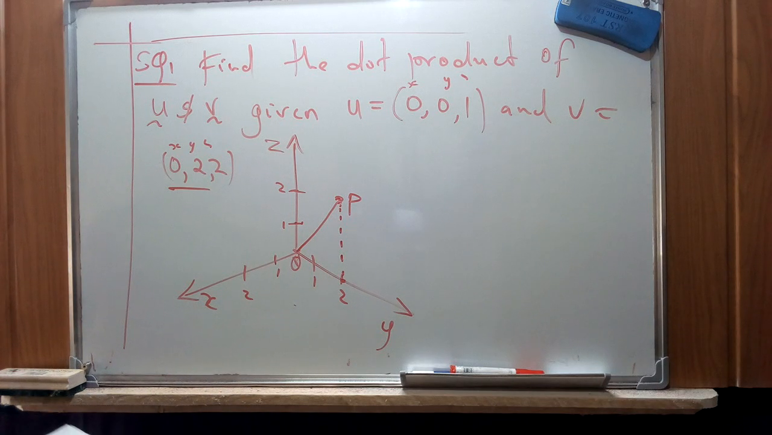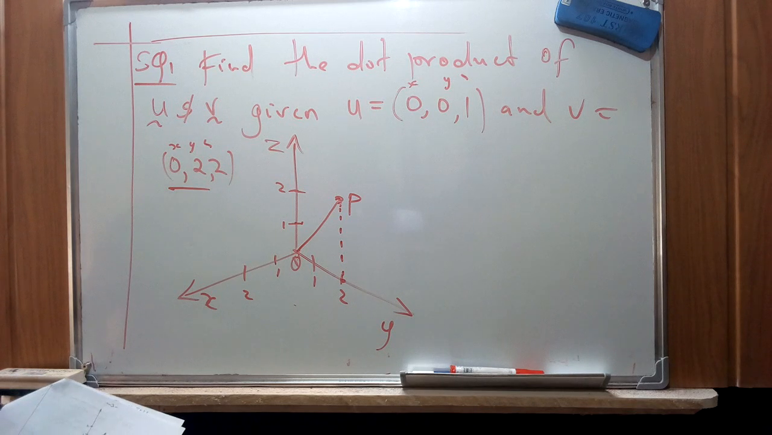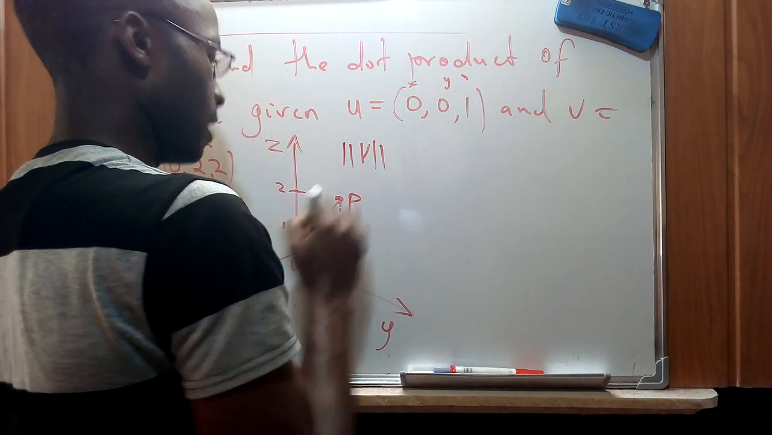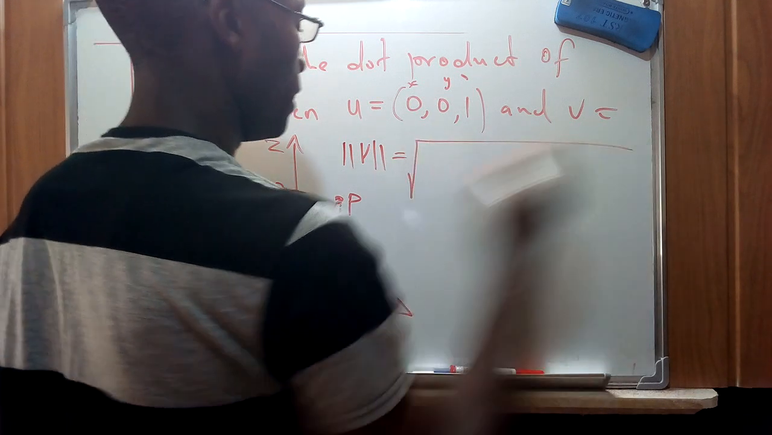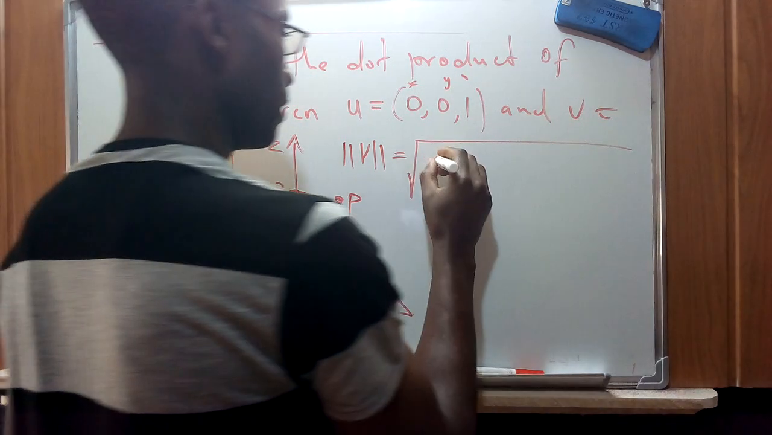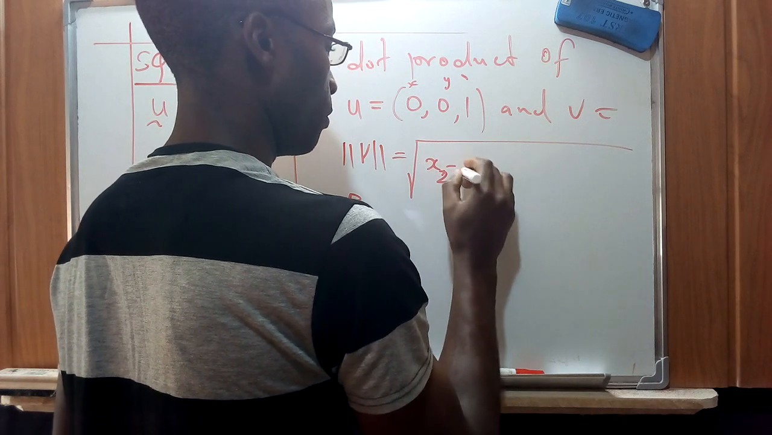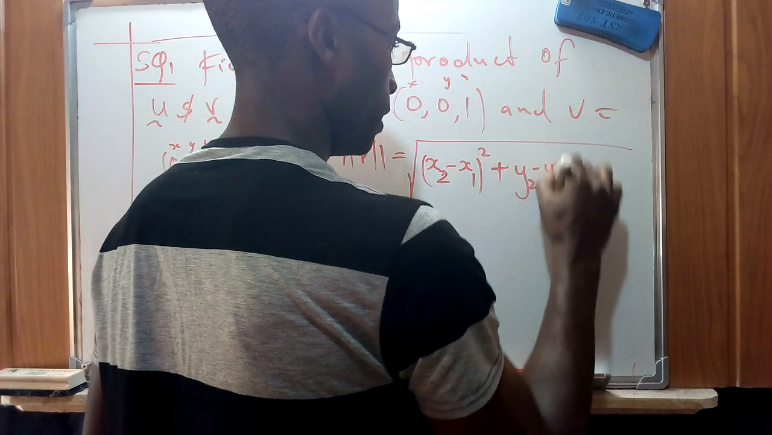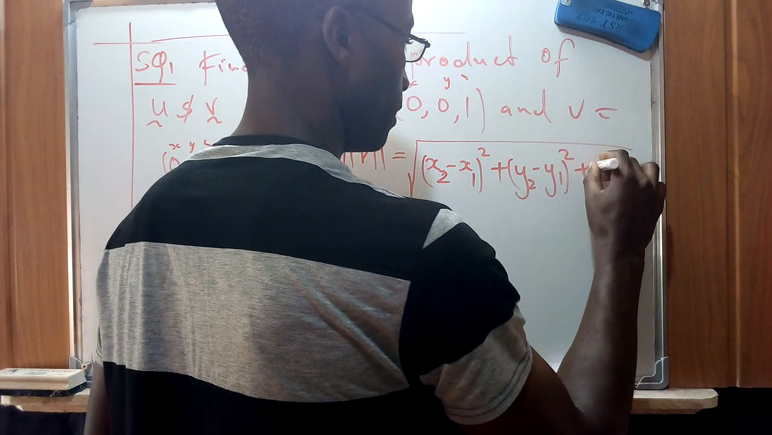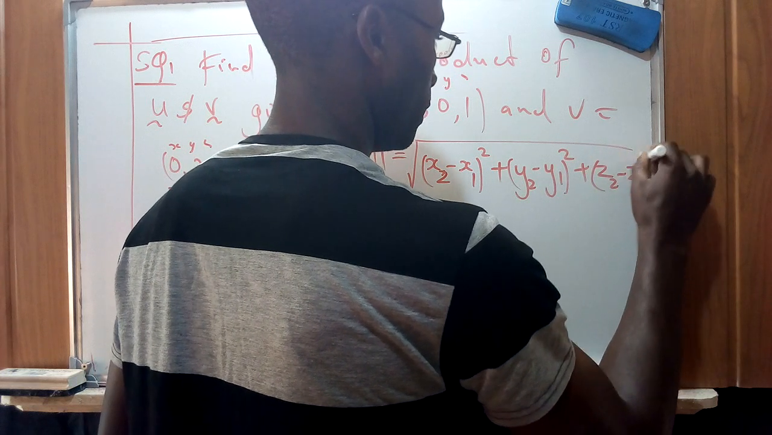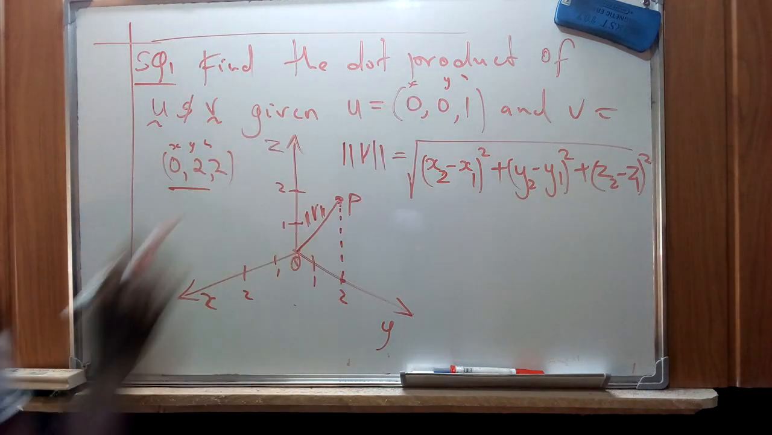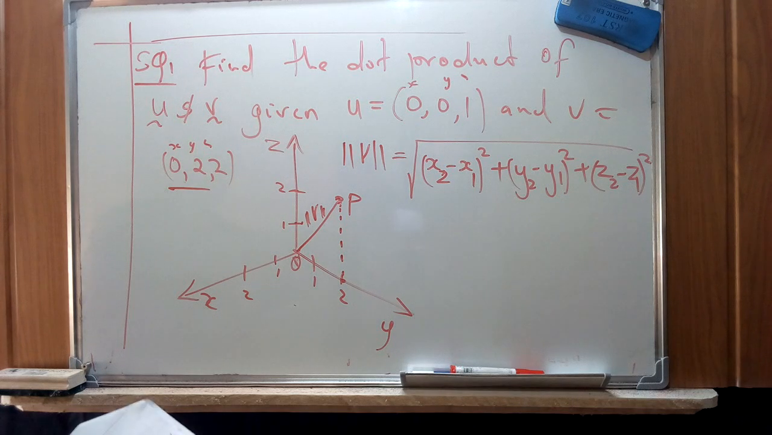So for us to find the dot product of those specific vectors, as I said, there is a general formula for finding the norm of v. It is the square root of the change in x direction, (x2 minus x1) squared, plus (y2 minus y1) squared, plus (z2 minus z1) squared. So in this case, it is just finding the change in these specific components of those vectors.